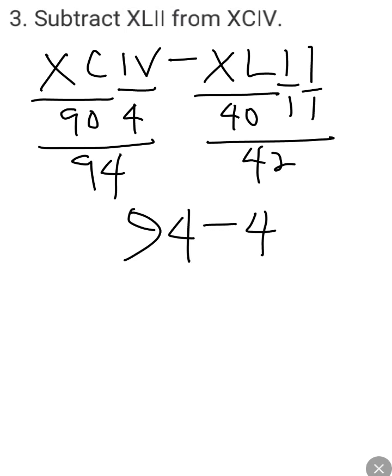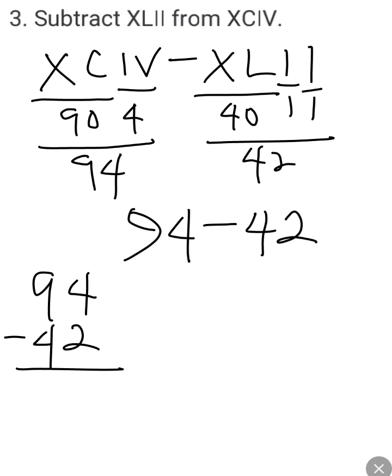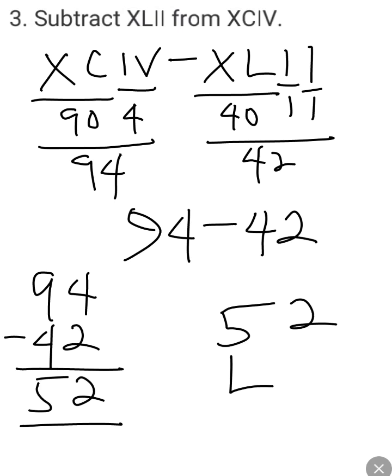And so we now arrange it in the normal subtraction protocol. So it will be 94 minus 42. 2 away from 4 is 2. That's for the first column. Then the second column, 4 away from 9 is 5. And so the answer is 52. And so the 52 now, we'll now return it to the Roman numerals. We are starting with 50. 50 is L. Then 2 is II. And so the final answer, merging everything, is LII.